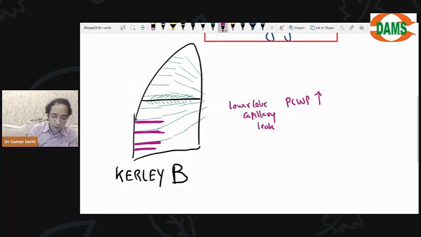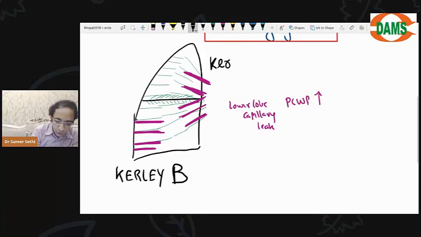Later on, what will happen? Later on, even the central lymphatics might become dilated. When the central lymphatics become dilated, they are seen as lines radiating from the hilum. We will call them Curly A lines.